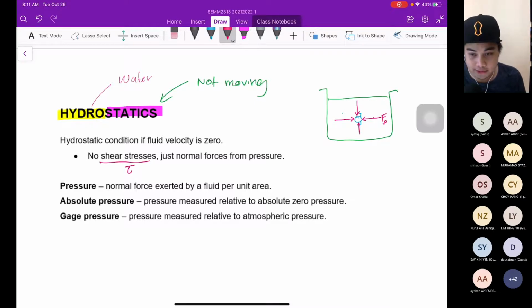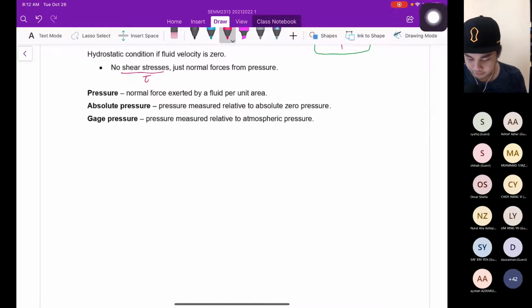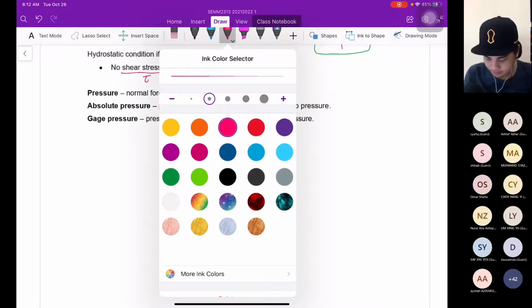So what are those pressures, class? What is absolute? What do you know about absolute? And what's the difference between the absolute and the gauge pressure? Anyone? Based on the definition here, absolute is pressure measured relative to absolute zero pressure. However, the gauge pressure is pressure relative to the atmospheric pressure. So what does it mean here? Anyone would like to try? What do you think? Why do we have those kinds of pressure? What is the difference? Any idea so far?